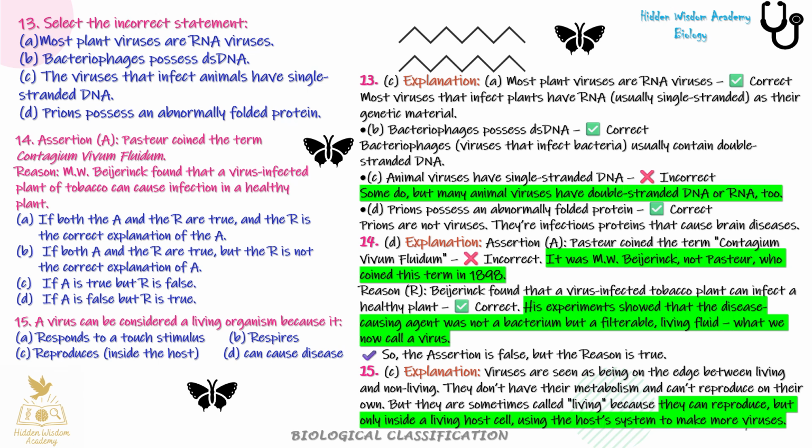Option C says animal viruses have single-stranded DNA. It is incorrect. Some do, but many animal viruses have double-stranded DNA or RNA, too. Option D says prion possess an abnormally folded protein. It is correct. Prions are not viruses. They're infectious proteins that cause brain diseases. So, option C is the correct answer.